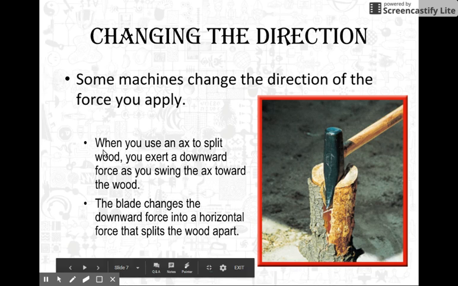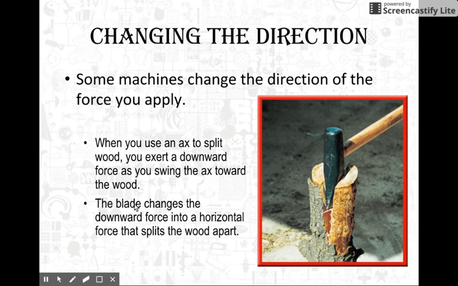And then our axe is the example of changing the direction. When you use an axe to split wood, you exert a downwards force, which is easier to swing downwards, but the blade changes that force and pushes horizontally outwards on the wood to cause it to split.